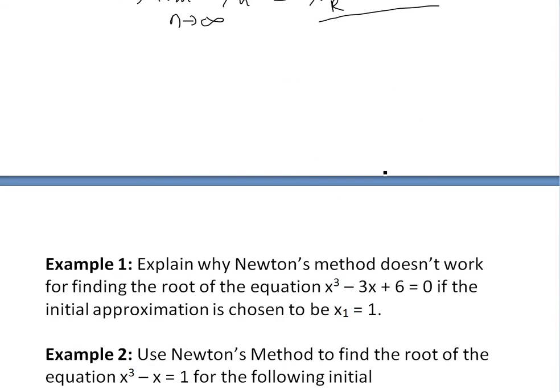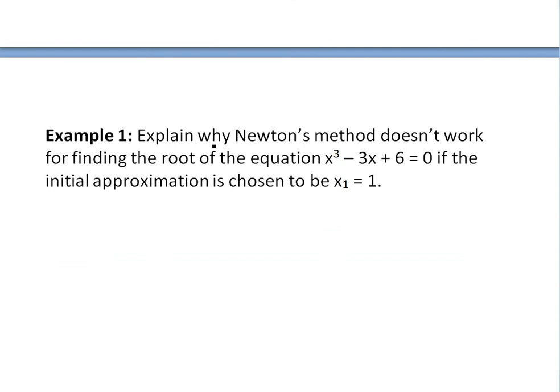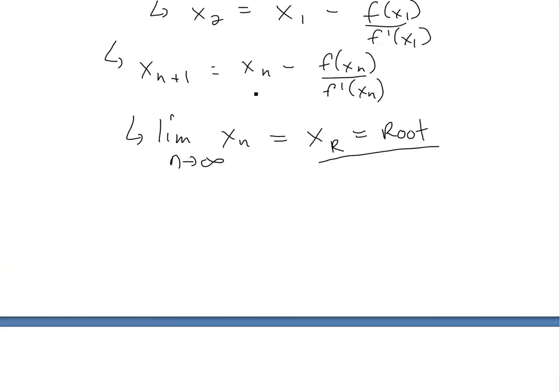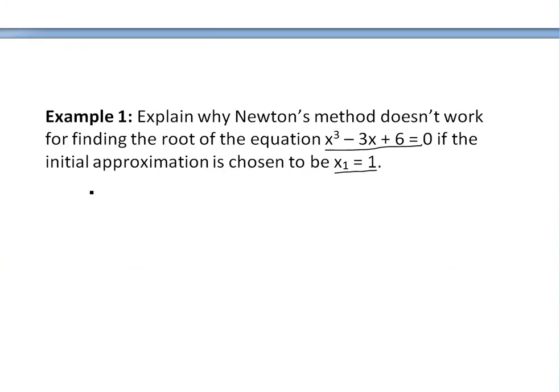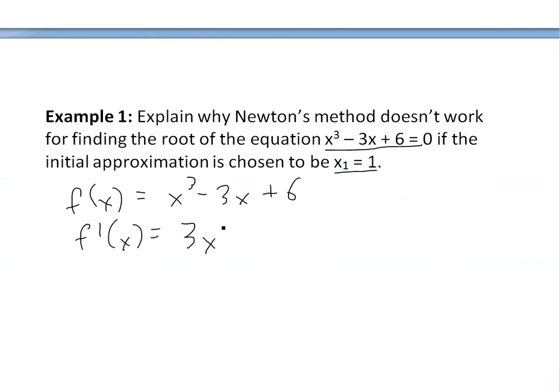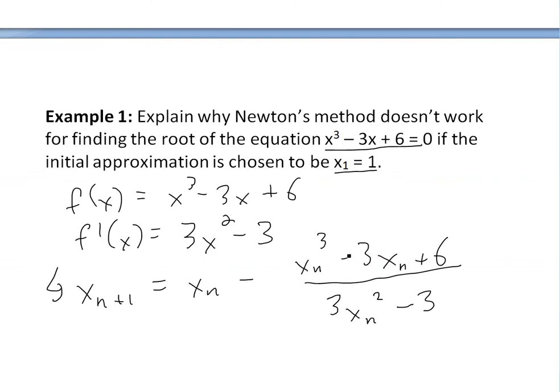So now let's look at example 1. Example 1 states: explain why Newton's method doesn't work for finding the root of the equation x cubed minus 3x plus 6 equals 0 if the initial approximation is x1 equals 1. Well, let's follow the steps and write the formula. First, f(x) is equal to x cubed minus 3x plus 6. Then the derivative is 3x squared minus 3. Now we plug into the formula: xn plus 1 is equal to xn minus f(xn) divided by f prime of xn.